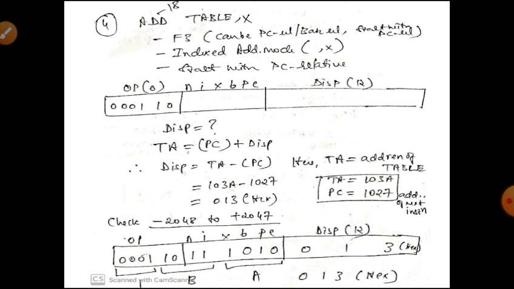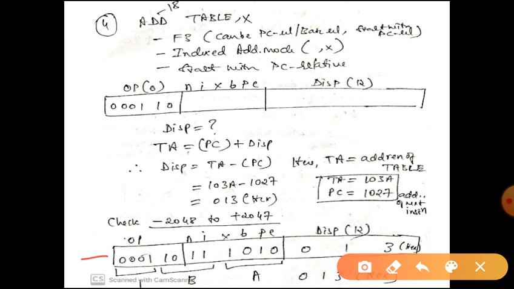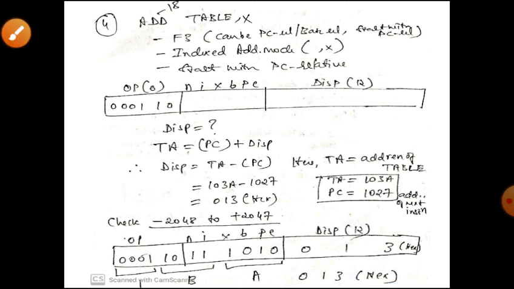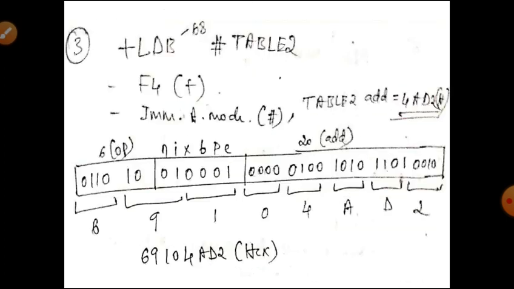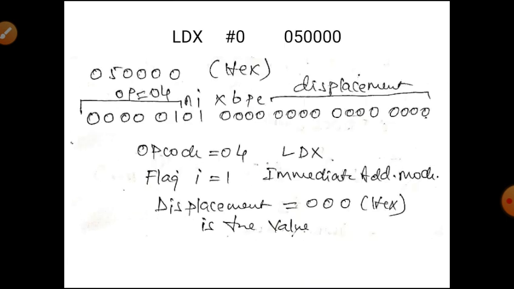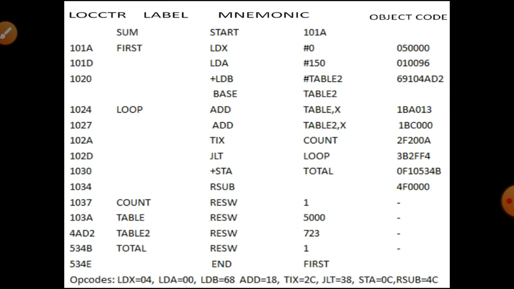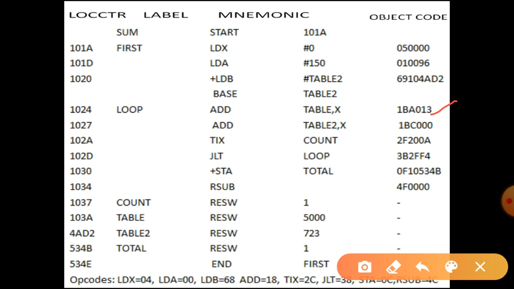Okay, so this is the content in binary. Now you convert it into hexadecimal and you will get 1BA013. That is the object code. You have to write it as and when you get it. We are done till here. As and when you compute, you write the object codes under this. Now we are able to compute this.